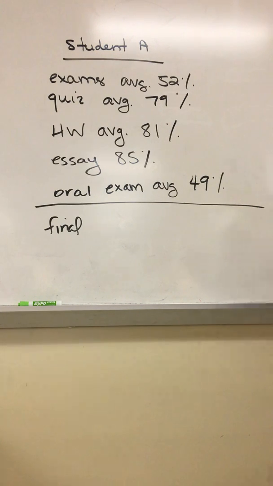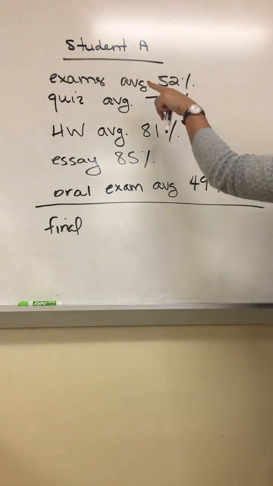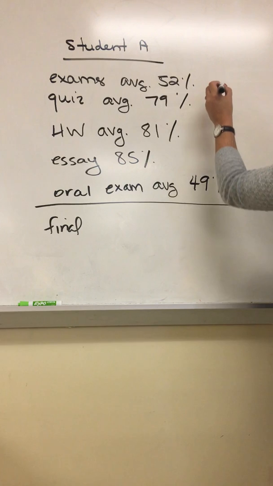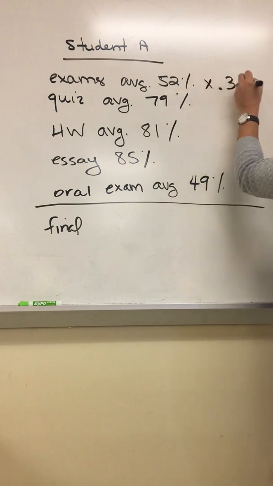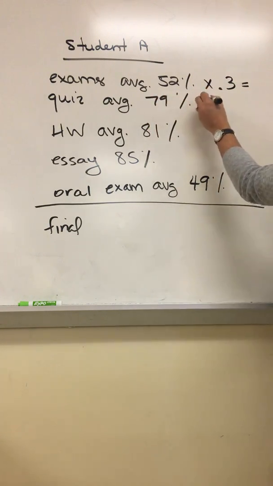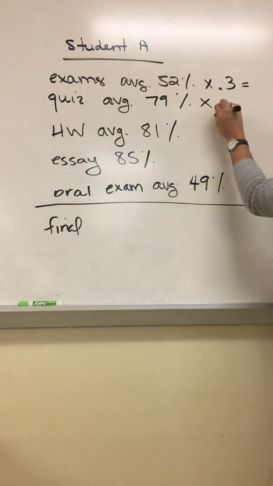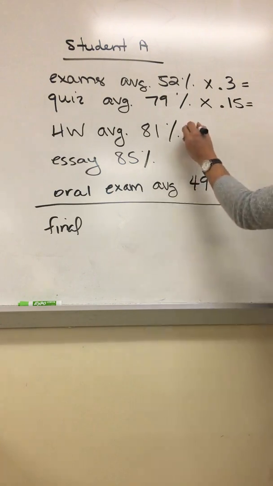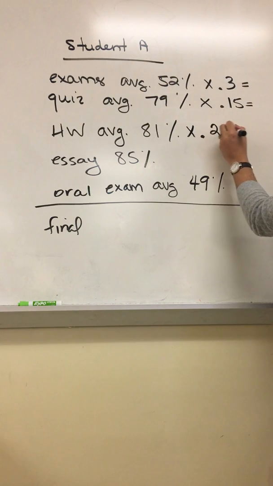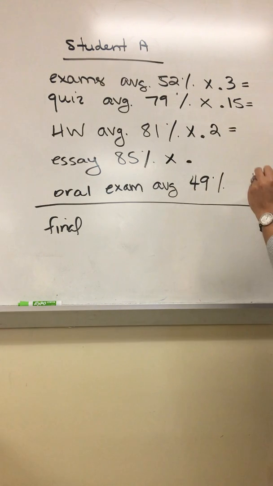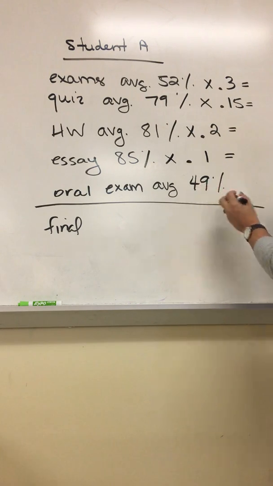So what we're going to do here is multiply 52 times the 30%, and that's going to give you a number. You're going to multiply the quiz average, the 79, by 15%, and that's going to give you a number. You're going to multiply the homework by 20%, that's going to give you a number. You're going to multiply the essay by 10%, that's going to give you a number. You're going to multiply your orals.